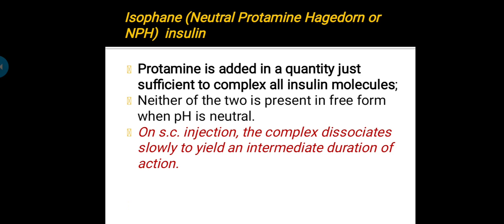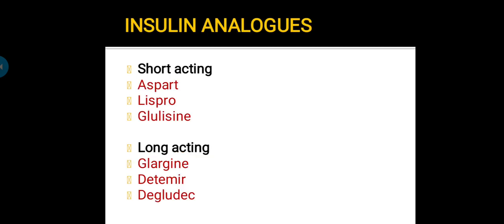We call it isophane insulin also. It is neutral protamine Hagedorn insulin. Protamine is added in a quantity so that the structure is the same as human insulin, but protamine is added in a quantity just sufficient to complex all insulin molecules. Neither of the two is present in free form when pH is neutral. On subcutaneous injection, the complex dissociates slowly to yield an intermediate duration of action. Okay, so this is NPH insulin. It is an intermediate or long-acting insulin. So these are the insulin analogs. Analogs means they are structurally not totally similar to human insulin.